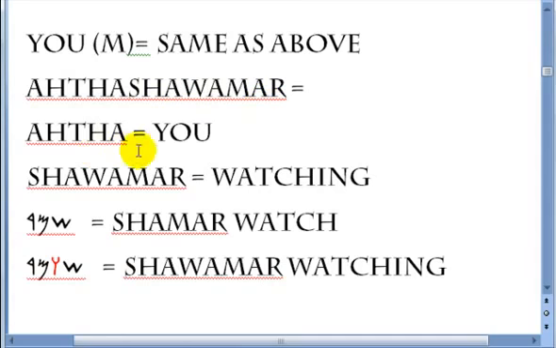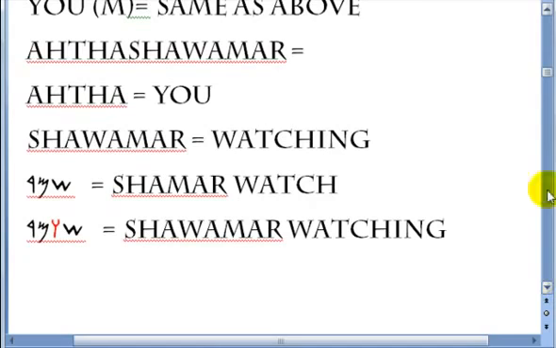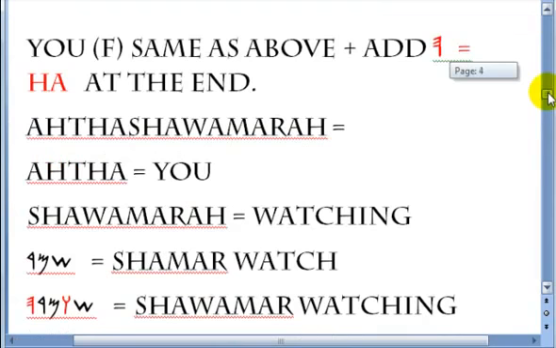Atha shawamar. Atha is you, shawamar is watching. Shamar, once again, is watch. You add the wa between the first and the second Hebrew characters, and you get shawamar, which is watching. It's just like adding an ing at the end of the word. Alright. Now the next one is you, feminine.